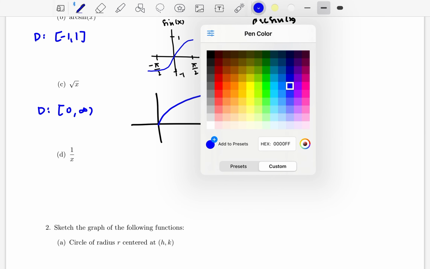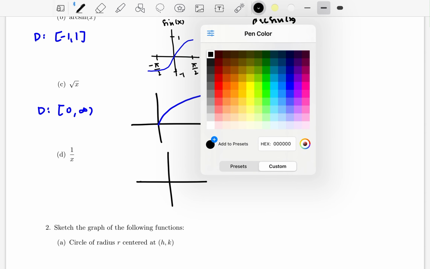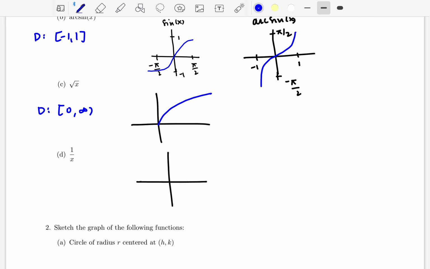And then finally I have the graph of 1 over x, which hopefully we all know. It looks something like this. Okay. So the domain is all real numbers except for 0, which we can write as negative infinity to 0, and then from 0 to infinity. Okay, perfection.